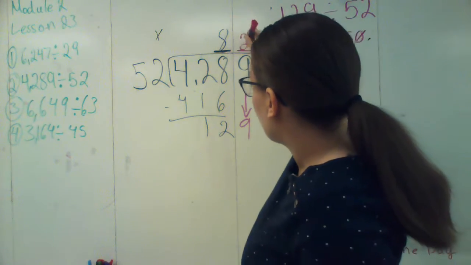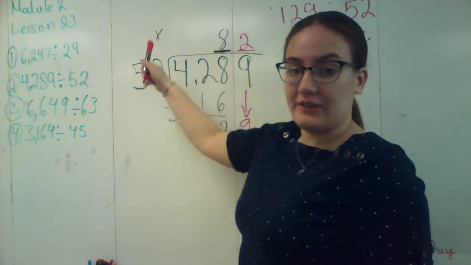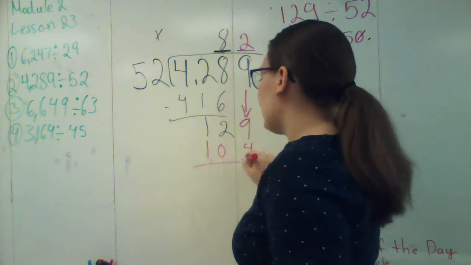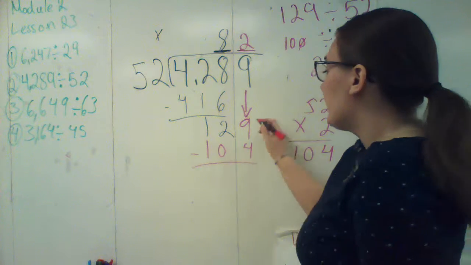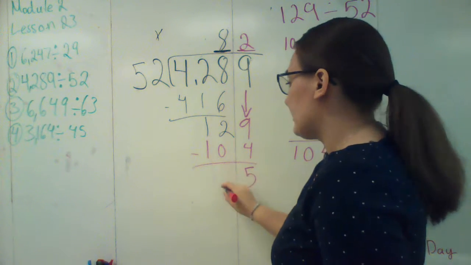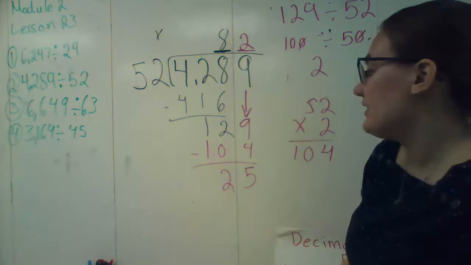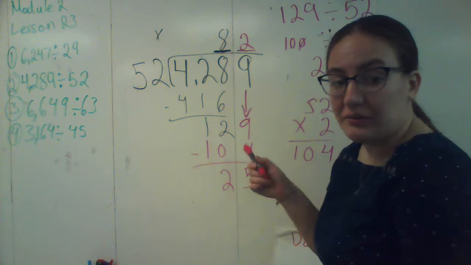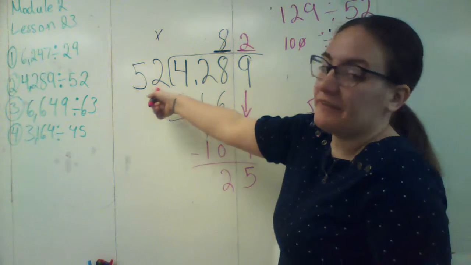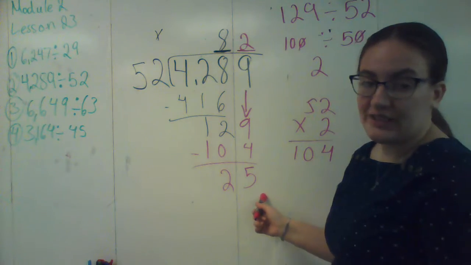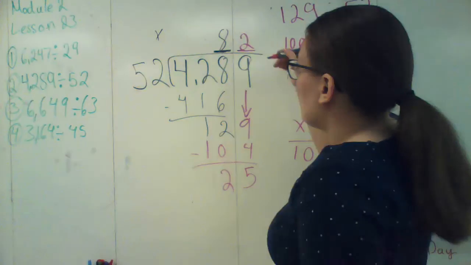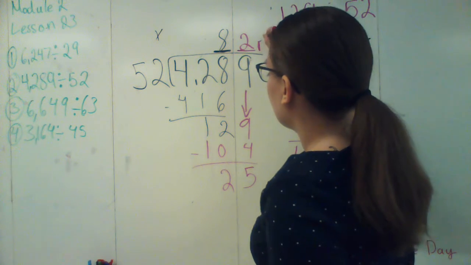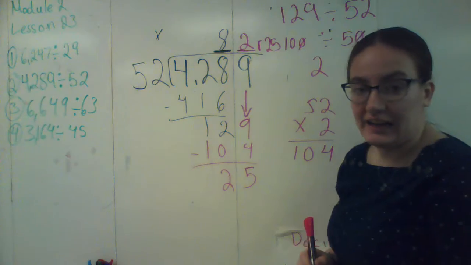So I'm going to put a 2 up here. And then I'm going to multiply 52 times 2, which is 104. And then I'll go ahead and subtract. 9 minus 4 is 5, 2 minus 0 is 2, and then 1 minus 1 is 0. So my remainder is going to be 25. I'm going to see if that makes sense. So 52 definitely cannot fit into 25. So I am done. I have no other numbers to drop down. So my final answer is 82, remainder 25.